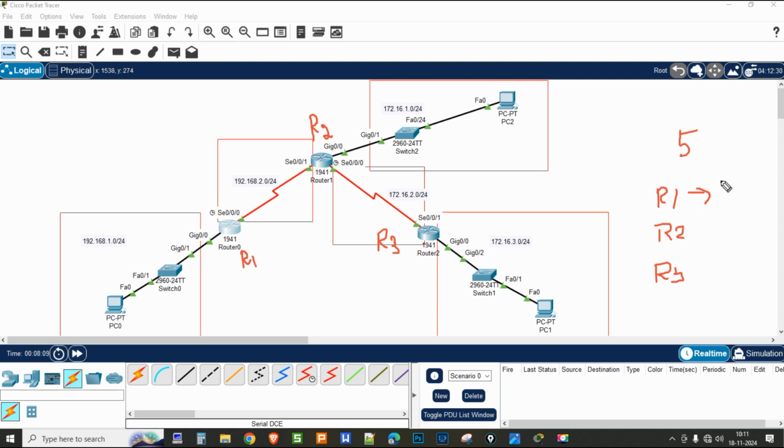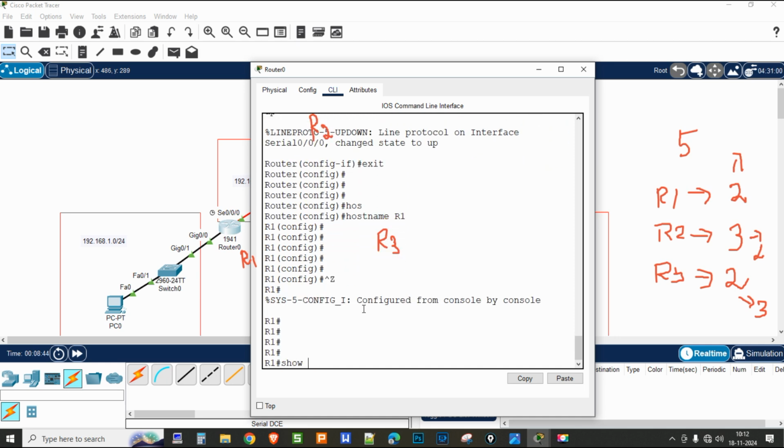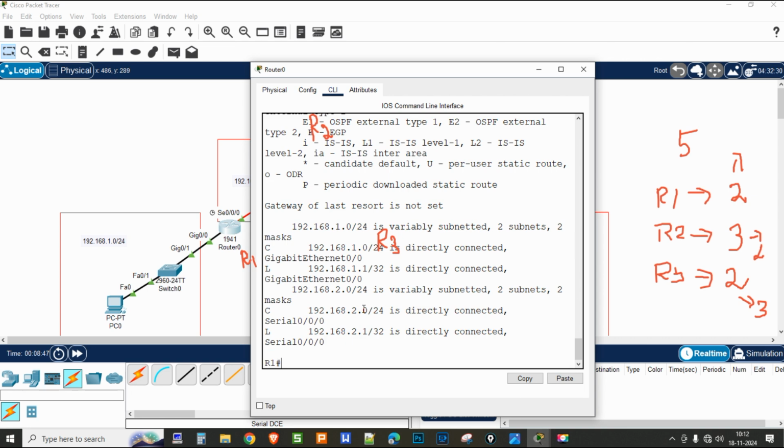Directly connected network means the administrative distance is 0. Here R1 has 2 networks available, left side and right side. R2 has 3 networks connected. R3 also has left side and right side, 2 network addresses identified. So R1 needs to know 3 networks, R3 needs to know 3 addresses. We can configure them one by one in routing. How to verify the commands? Just a minute. So show ip route, this is the basic command for every network admin.